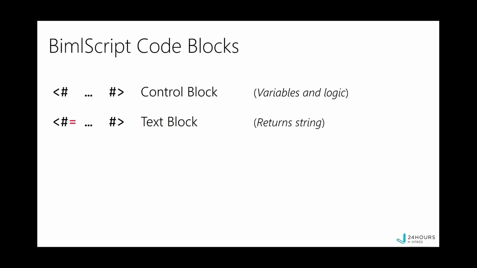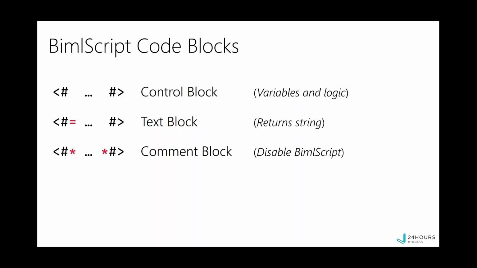The second one is called the text block, where we add on that little equal sign. Everything that you place inside this text block is being parsed and returned as a string value, just a very simple text value. And these are the little expression blocks that I mentioned earlier, where you can grab bits and pieces of metadata that you might want to insert into your Biml code.